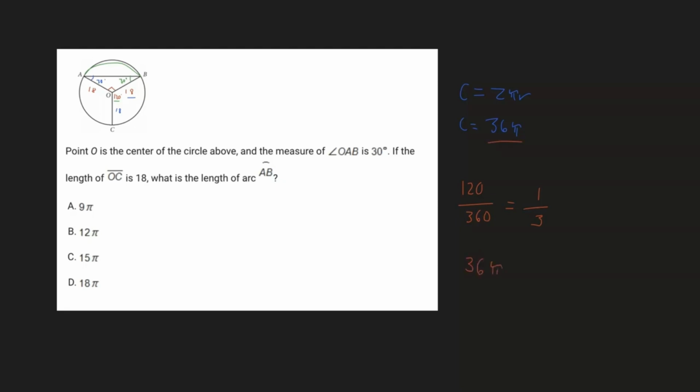Let's just divide this by 3, because we know that this angle represents 1/3 of it. And so we can just do 36 over 3, which is 12, and keep the pi, so we don't have to simplify it completely. And so our final answer here is going to be 12 pi, and let's see, it does match up with answer choice B, and therefore that is our answer.